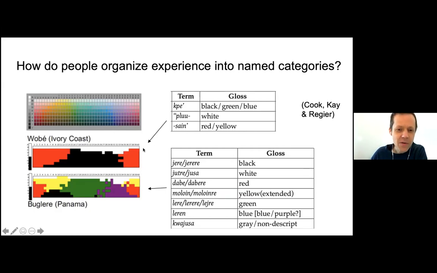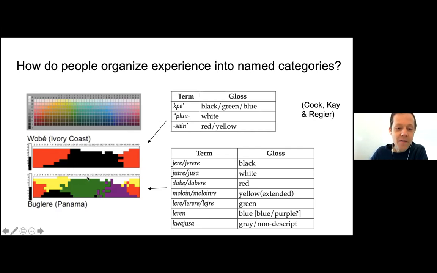And I'm going to be showing you a number of these little plots. The way to read these pictures is that all of the regions in the same color are regions where the same term is used by speakers of a language. So for Wobe speakers, all of the regions that an English speaker might call purple or pink or red in the grid here are referred to with this one form by a Wobe speaker.